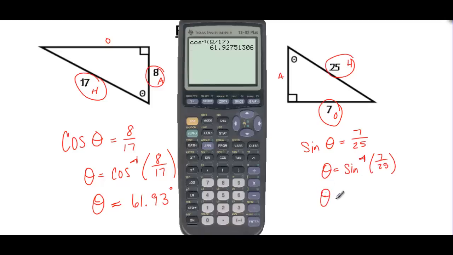And I'm going to get an approximation for what my angle is. Second sine, 7 divided by 25. Again, I'm going to round that to 2 decimal places, so that's going to give me about 16.26 degrees. And that's all you have to do.